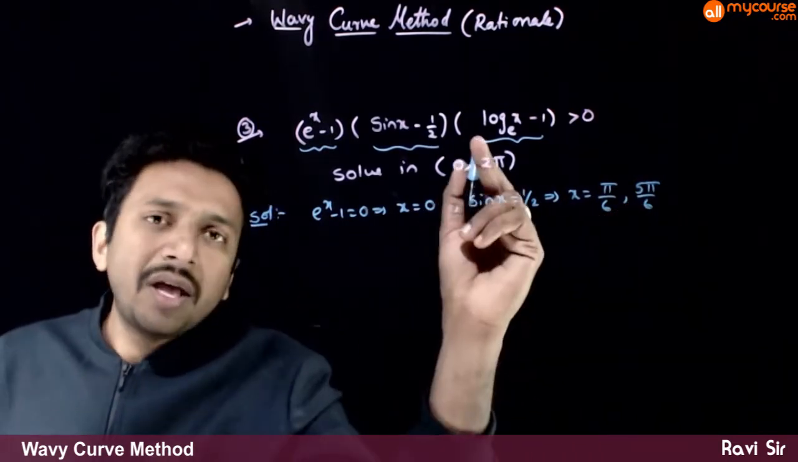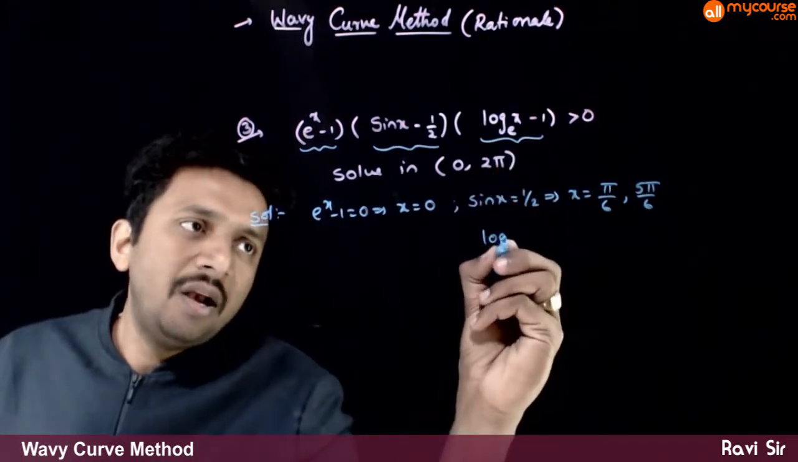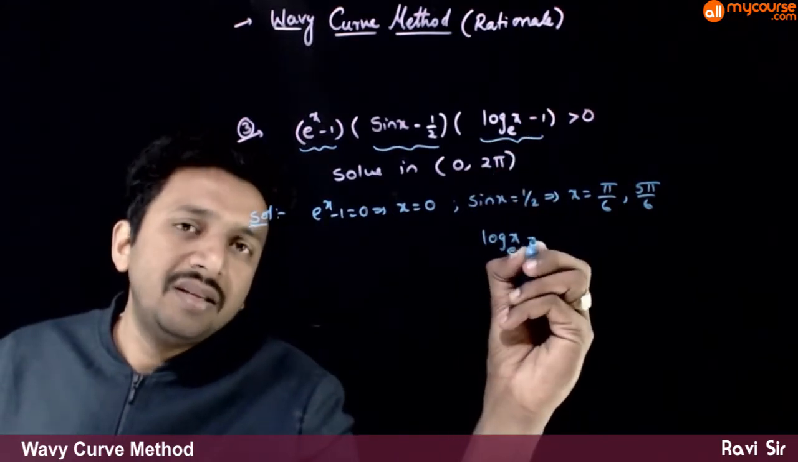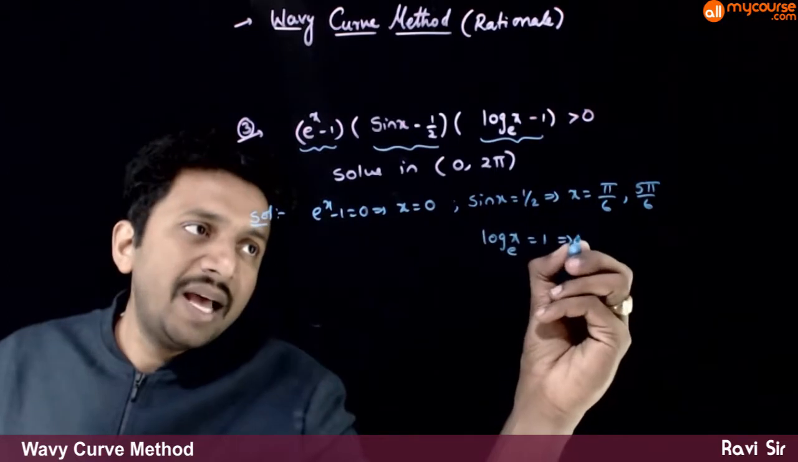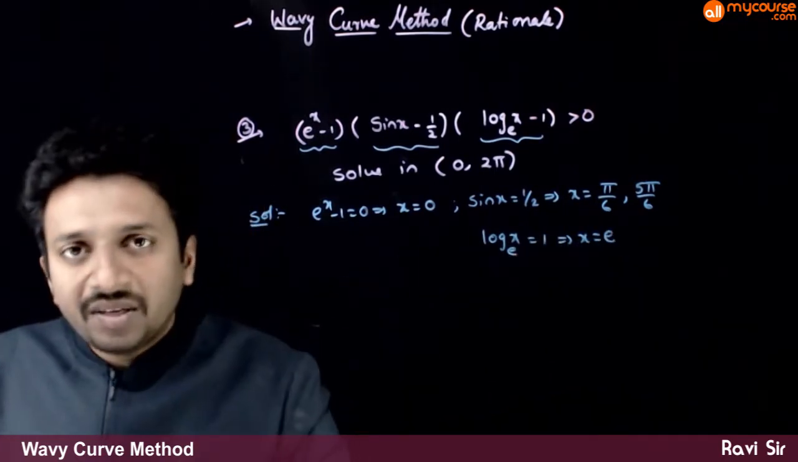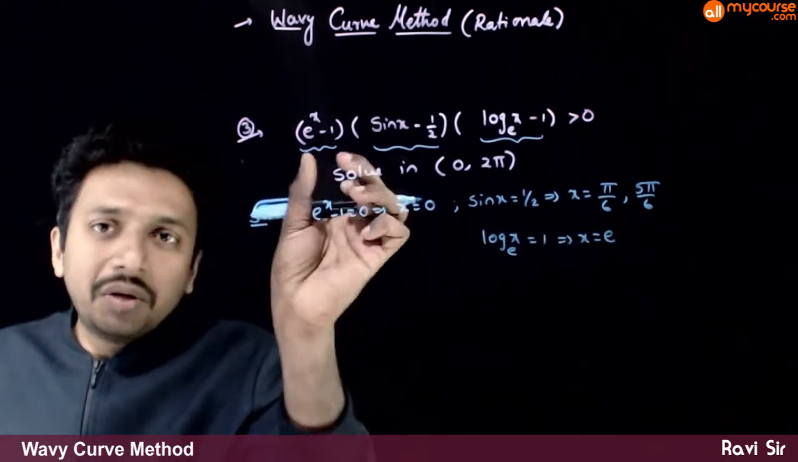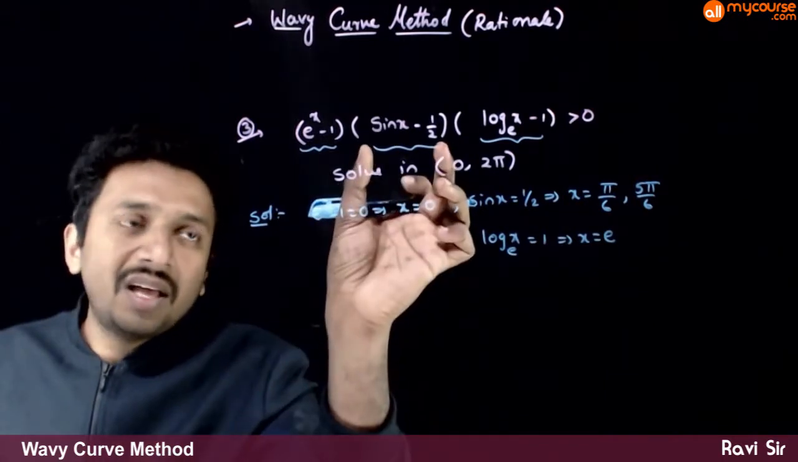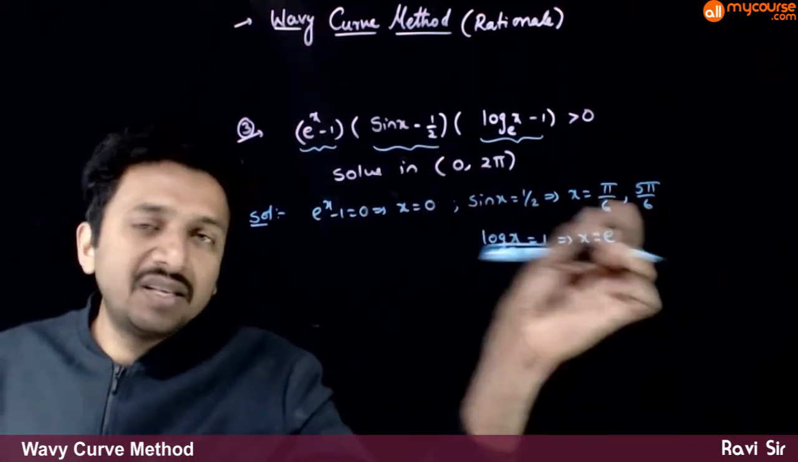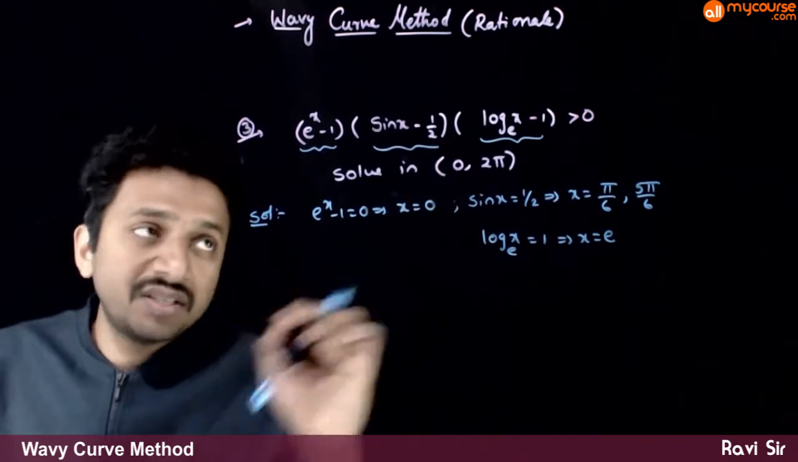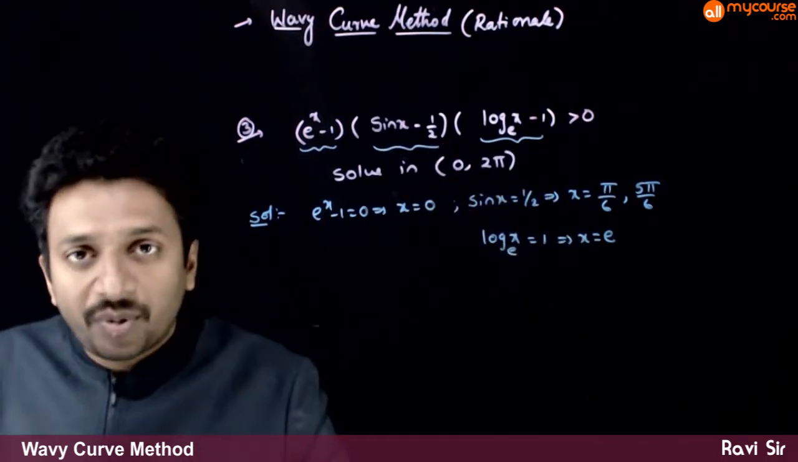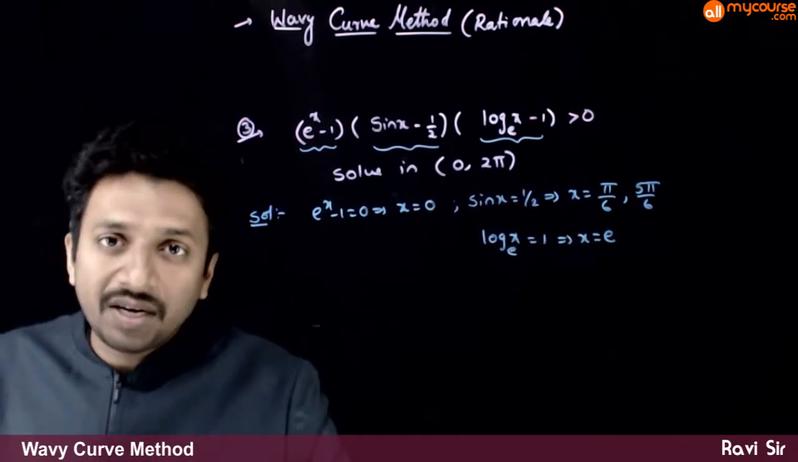Next, log x to the base e is equal to 1. This implies x is equal to e. So x equal to 0 is the critical point for the first expression. x is equal to pi by 6 and 5 pi by 6 are the critical points for the second. x is equal to e is the critical point for the third. So now let us draw the wavy curve.